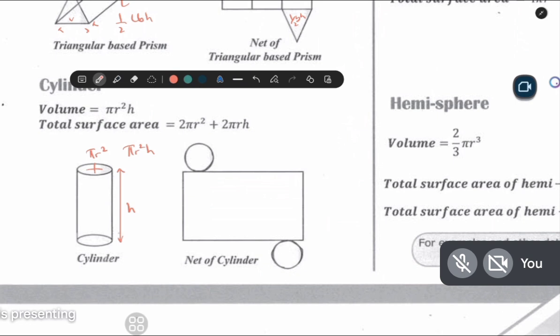Okay, let me show you that video in order to explain why this is pi, right?